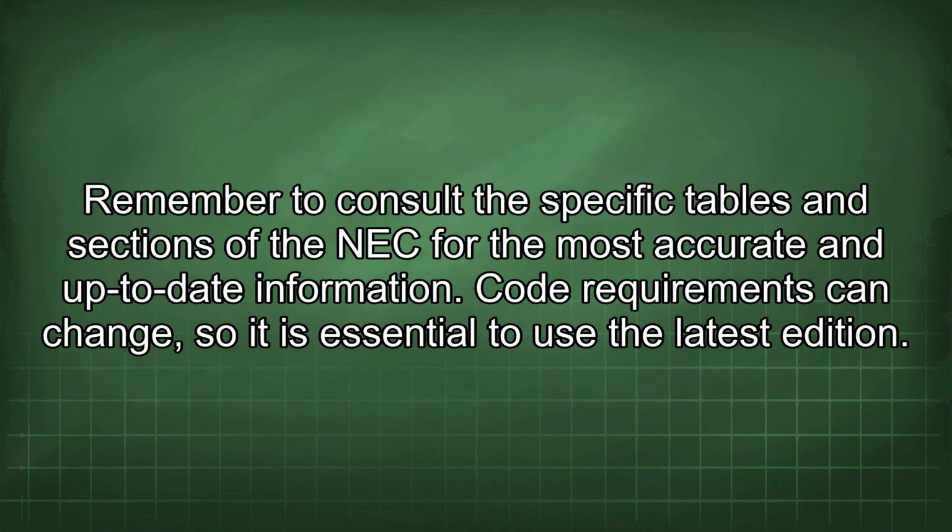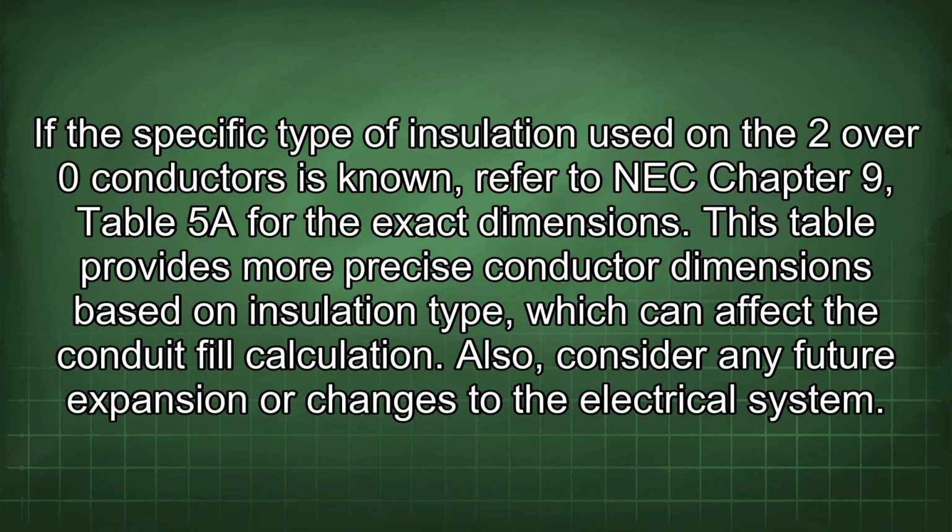Remember to consult the specific tables and sections of the NEC for the most accurate and up-to-date information. Code requirements can change, so it is essential to use the latest edition. If the specific type of insulation used on the 2/0 conductors is known, refer to NEC Chapter 9, Table 5 for the exact dimensions. This table provides more precise conductor dimensions based on insulation type, which can affect the conduit fill calculation. Also, consider any future expansion or changes to the electrical system.